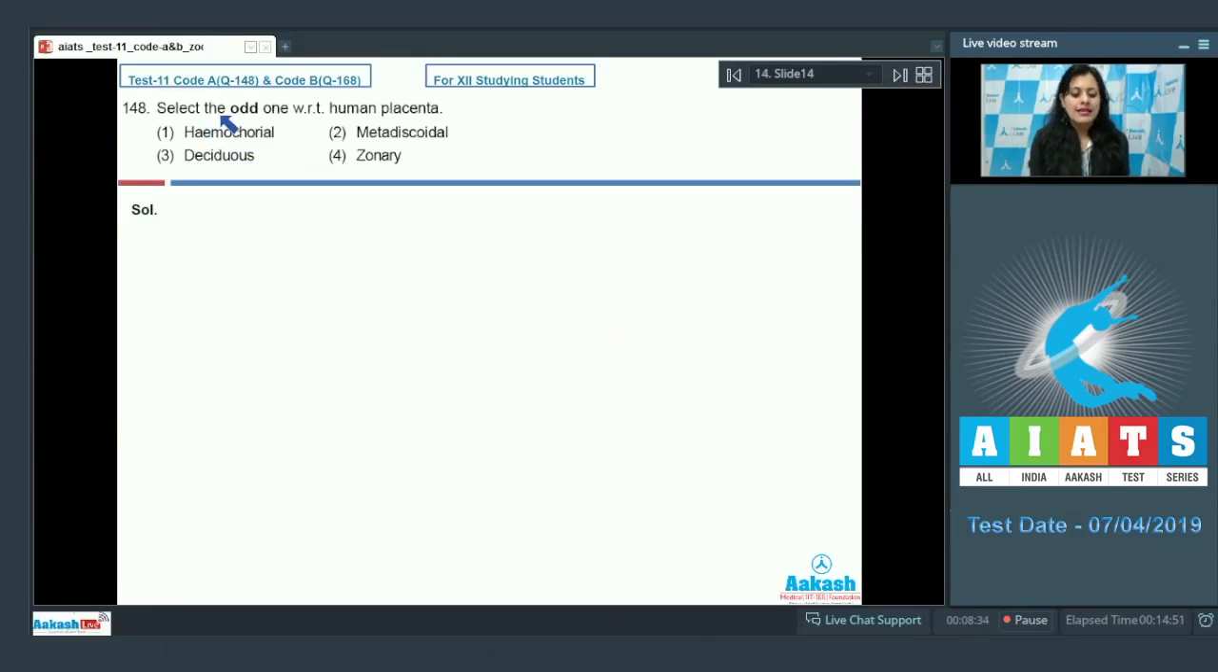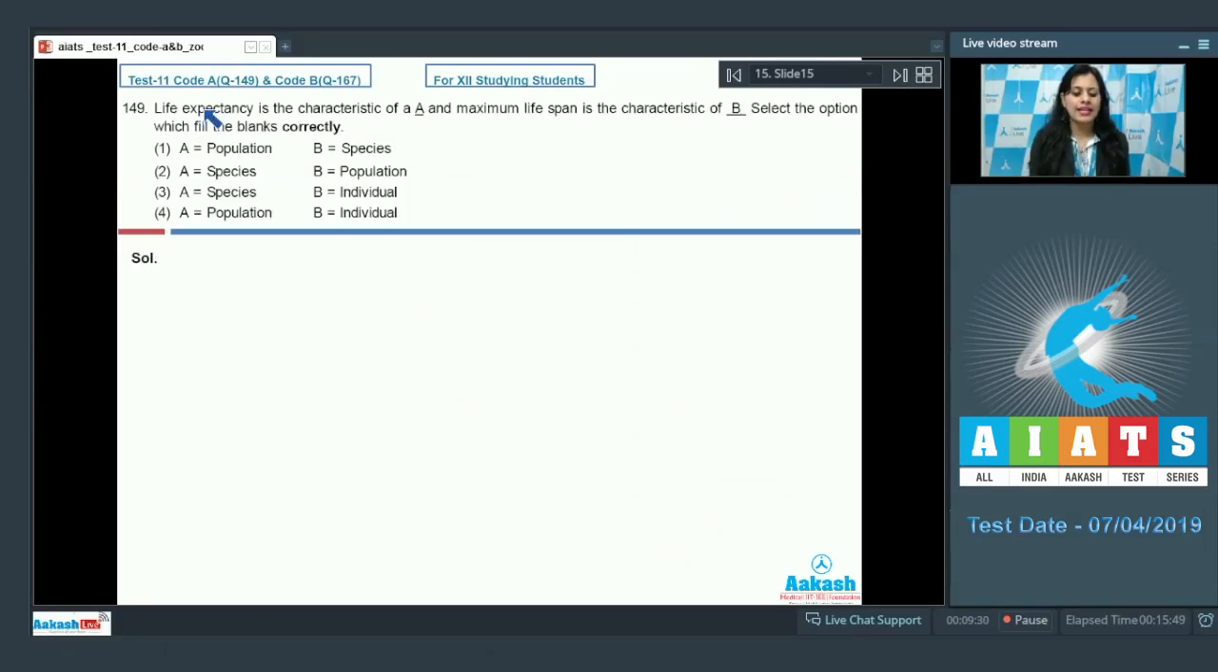Question number 148. Select the odd one with respect to human placenta, and the options are hemochorial, metadiscoidal, deciduous and zonary, and the correct answer to this question is option number 4, zonary, because human placenta is hemochorial, metadiscoidal and deciduous, so these cannot be the correct answers, whereas zonary placenta is found in tiger, cat, etc. So the correct answer to this question is option number 4. Let's discuss our next question.